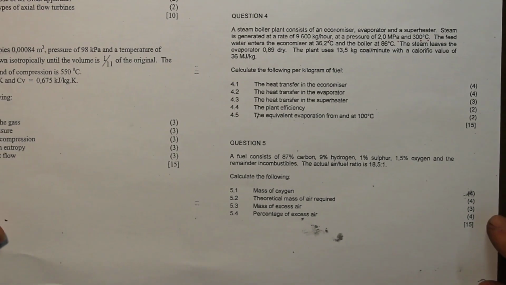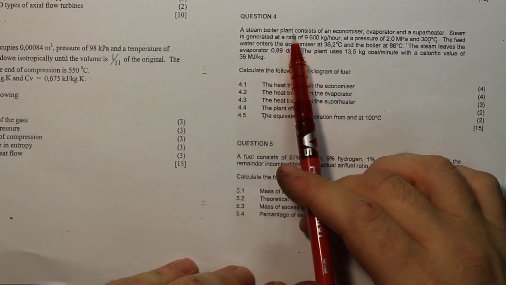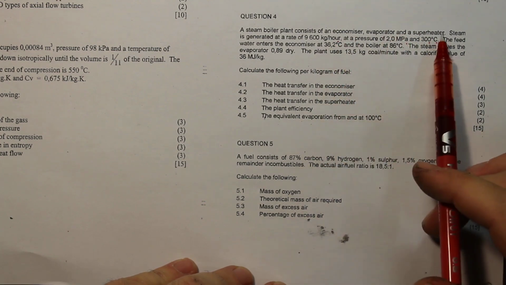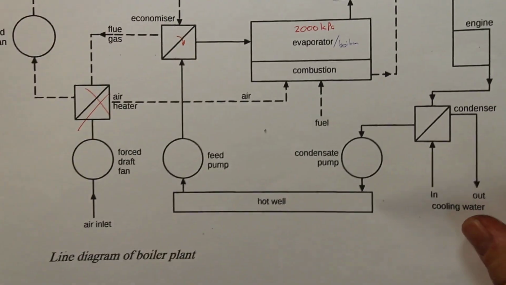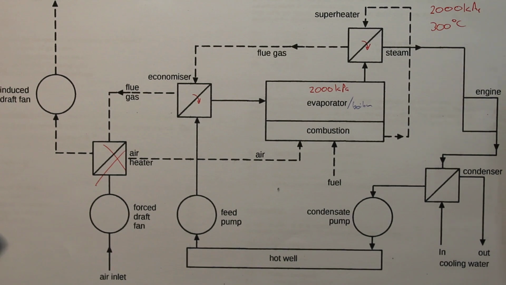So we're going to be looking at a steam plant question here now, number 4. And it says here that we have a steam boiler plant, and it consists of an economizer, an evaporator, and a superheater. Okay, so at this point, we have to be very sure about what these devices are. The economizer, the evaporator, and the superheater. And we know what these are by studying the line diagram of a boiler plant. So this is very critical.